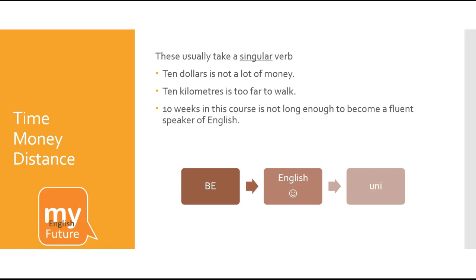Okay, this one's a little bit tricky, but so easy to learn. If you're referring to time, money, or distance, I'm sorry, but it uses singular. $10 is not a lot of money. 10 kilometers is too far to walk. And 10 weeks in this course is not long enough. This is because in my English brain, I'm thinking the amount of $10 is. The distance of 10 kilometers is. So that's why we use a singular verb.